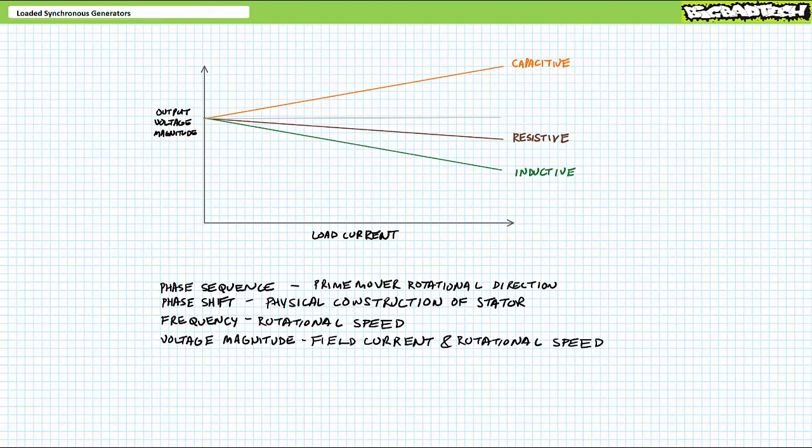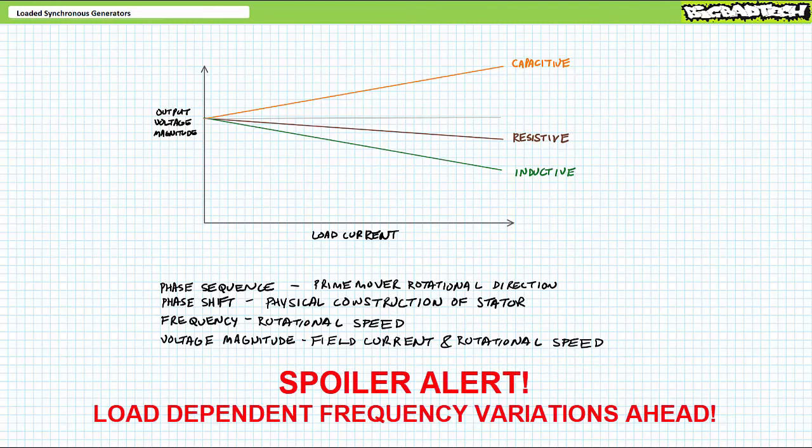If you had a choice, which of these properties could be most easily varied to compensate for the voltage magnitude fluctuations we experience in different load conditions? If you said field current, you're right. Principally because field current magnitude affects resultant voltage magnitude and voltage magnitude only. Prime mover rotational speed also affects voltage magnitude, but it also affects frequency. If we change rotational speed, we would affect voltage magnitude, but we'd also affect frequency. This isn't ideal since we want fixed voltage magnitude and fixed frequency. Spoiler alert, we're going to be discussing frequency before we bring this lecture to a close. Right now, we're zooming in on voltage.